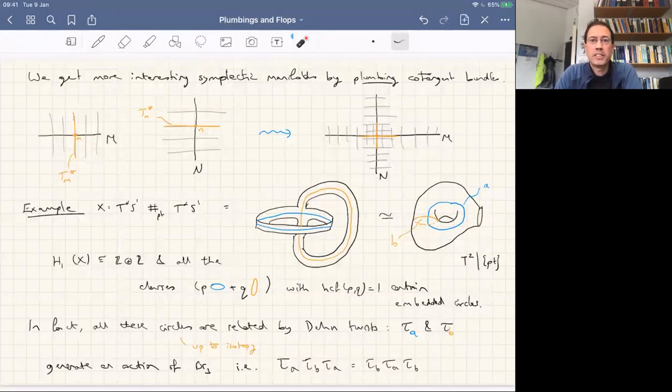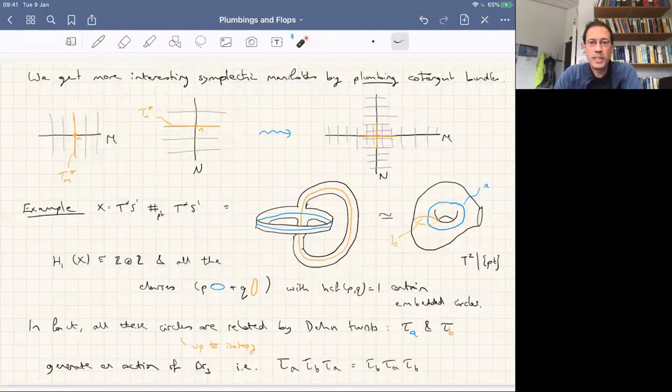Okay, so now the first homology of our once punctured torus has rank 2. We see some obvious Lagrangian circles coming from the curves that we started with. And it's a well-known, again, easy exercise in surface topology that the classes in this lattice that are represented by embedded circles are exactly the classes with coordinates P and Q, where P and Q are coprime.